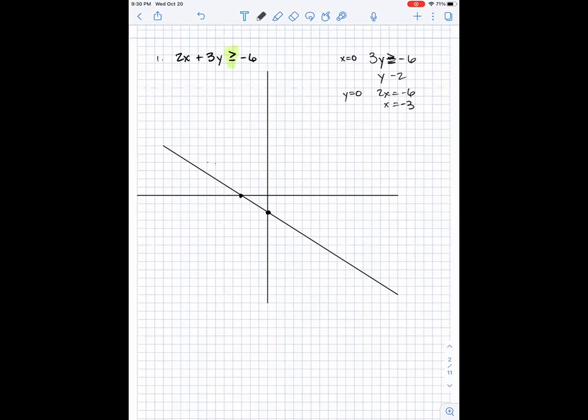Then we test a point. As long as 0, 0 is not on the line, we test 0, 0. That would make 0 plus 0 is greater than or equal to -6. That's true. So the point at 0, 0 is a solution. So every point on this side will be true. So we shade that side, indicating that any point on this side is going to be a solution. If it were false, we would have shaded the other side, but since it's true, everything on that side makes the inequality true.